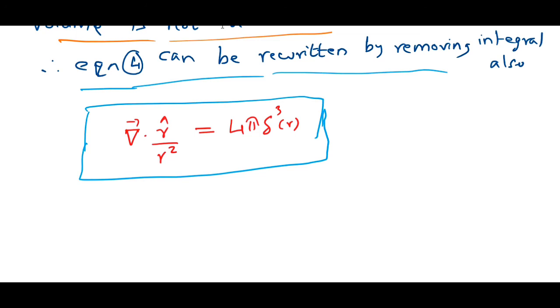This will be 0 when the delta function has the 0 value. That is, at r not equal to 0, this delta function is 0. When r equal to 0, the delta function has its maximum value. Okay, this is our conclusion.